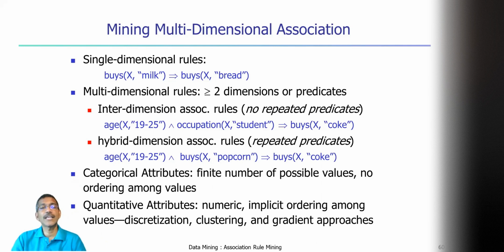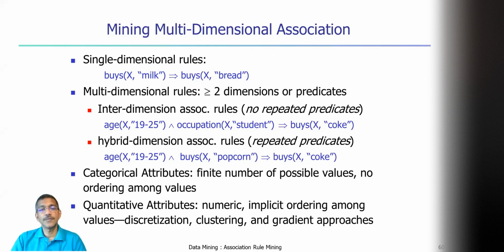And also we can have what you call hybrid dimension association. What we mean by hybrid associations is that you have age and popcorn together on the left hand side and then Coke on the right hand side. Why we call it hybrid is, earlier we put age as one category of attributes, occupation as another category of attributes, and Coke as a product that you buy as another. In a hybrid dimension association, we might have both Coke and popcorn together in the rule. That's what we mean by hybrid association rules.